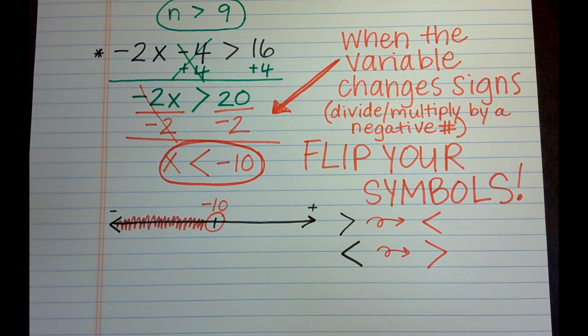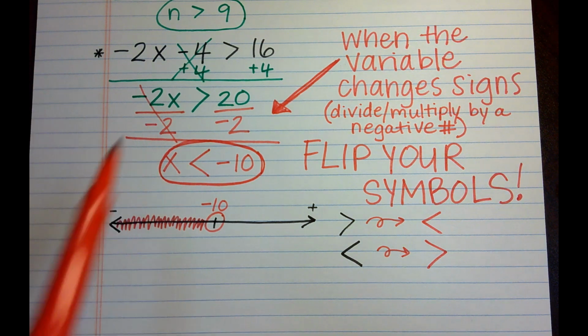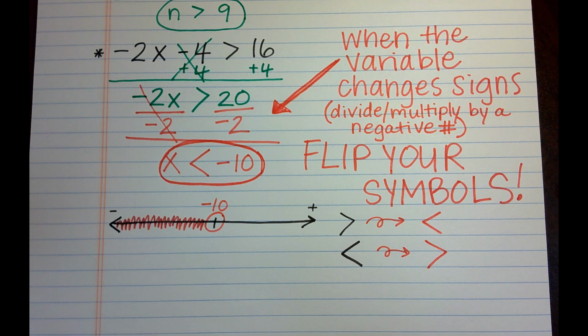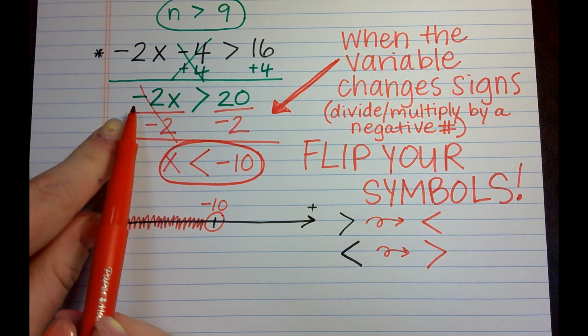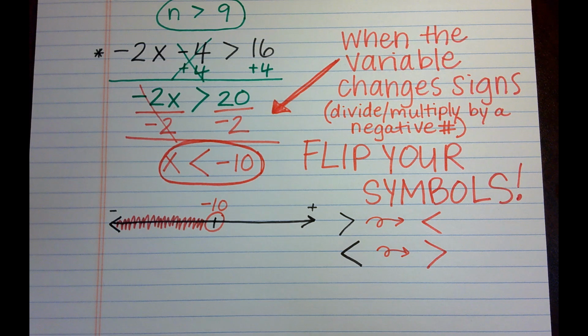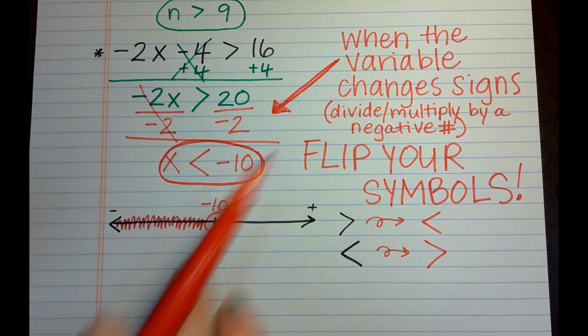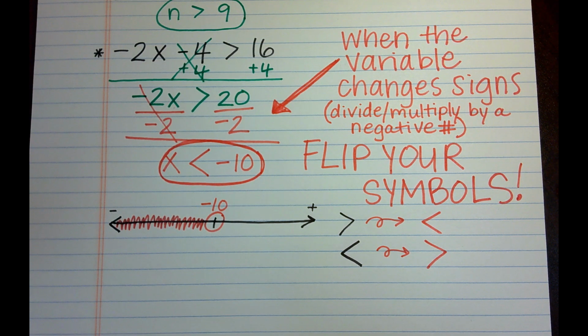The only thing that's different is when you divide by a negative number or multiply by a negative number and your variable sign changes, then we flip the symbol. This is the first one I've shown you. It's going to feel uncomfortable. We're going to do a bunch more and it will feel so easy at some point. It will.